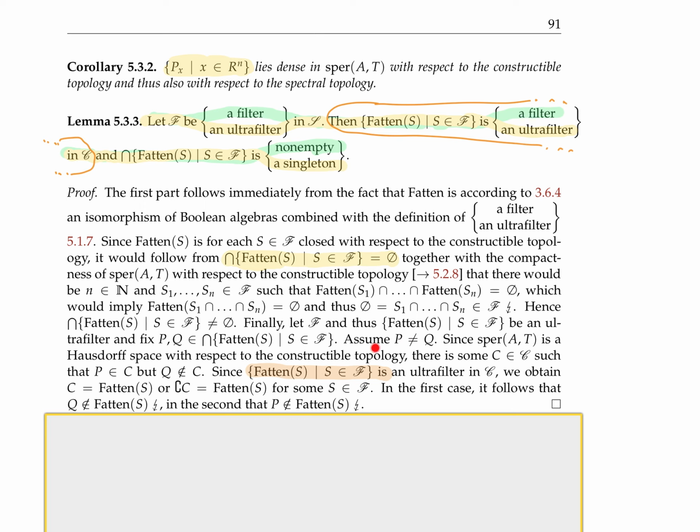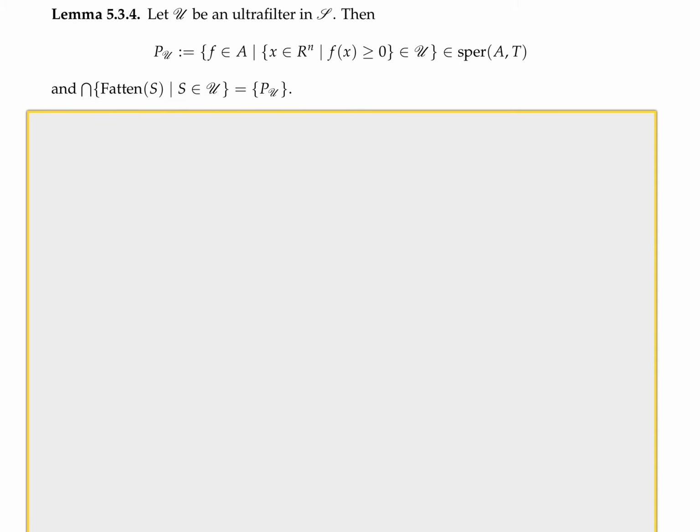So in both cases we have a contradiction. So this assumption here must have been wrong. So P equals Q. Okay, so this lemma now gives us the possibility to get from an ultrafilter in the Boolean algebra of k-semialgebraic subsets of R^n to an element of a real spectrum, right?